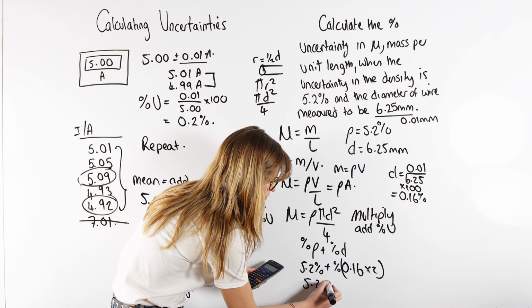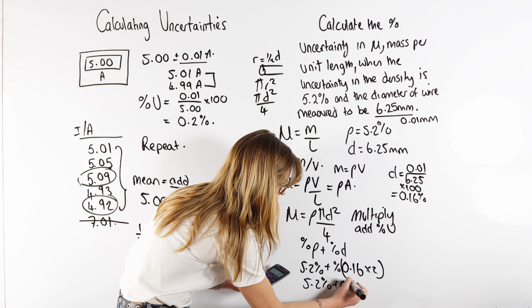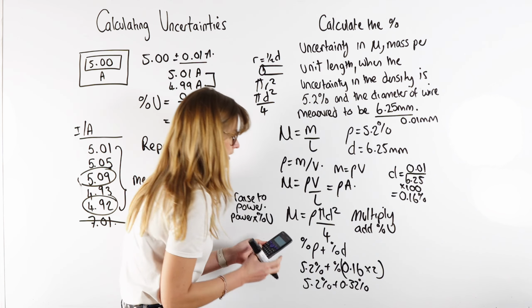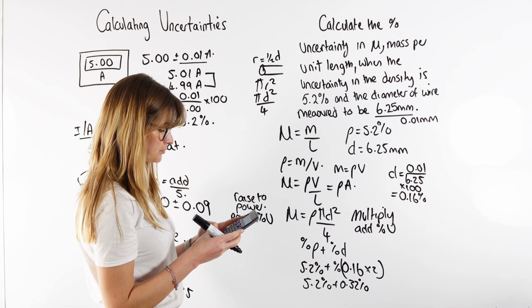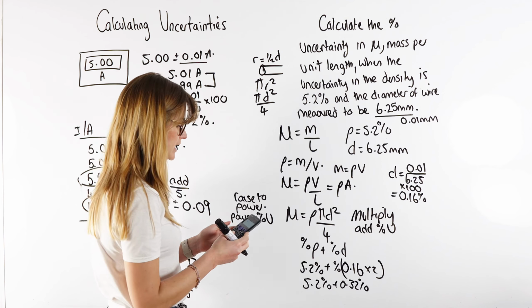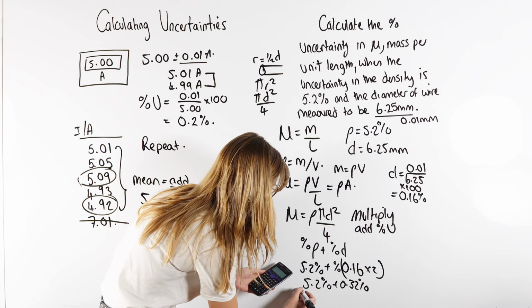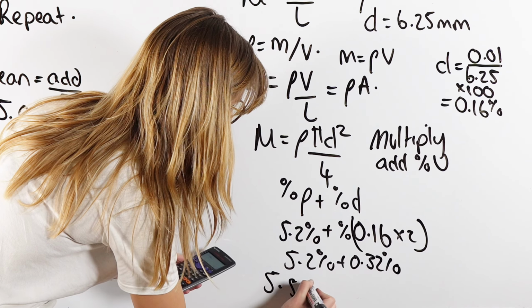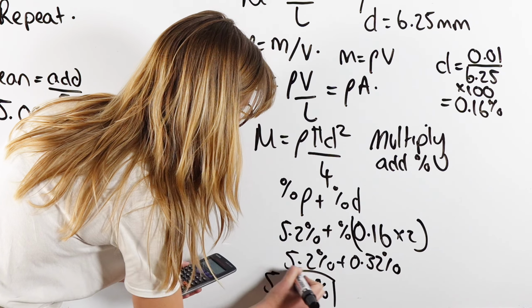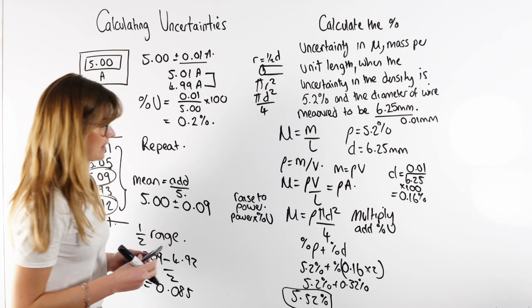So now I'm doing 5.2% plus 0.32%. And when we do 5.2 plus 0.32, I get a percentage uncertainty of mu to come out at 5.52%. And that's us finished.